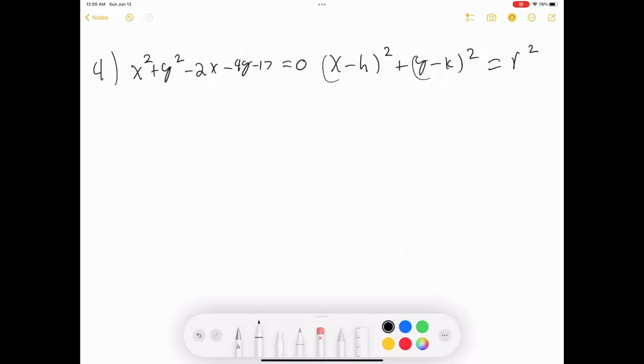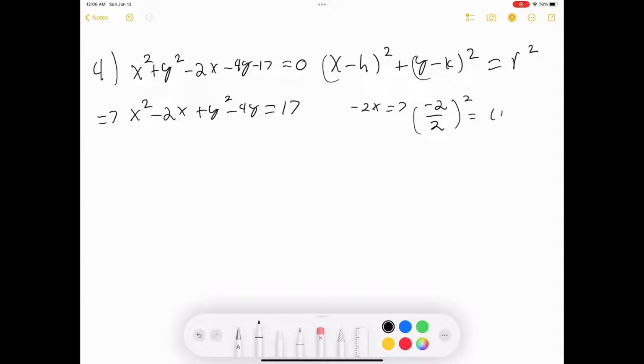So this question here is just recognizing how to put the equation given into the form of (x minus h) squared plus (y minus k) squared equals r squared, which is just the equation of a circle not centered around 0. One way to do this is just to put the x and y terms together. That's going to give us x squared minus 2x plus y squared minus 4y equals 17. Our next step is to complete the square. So we're going to be taking negative 2 over 2 squared, which is going to be equal to 1. So we've got to add 1 to the other side.